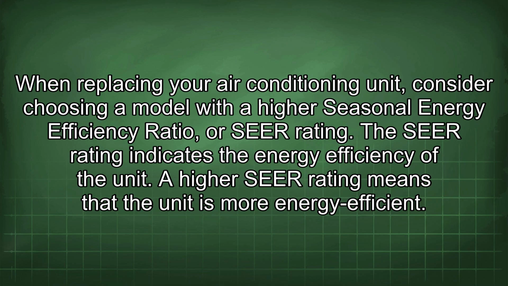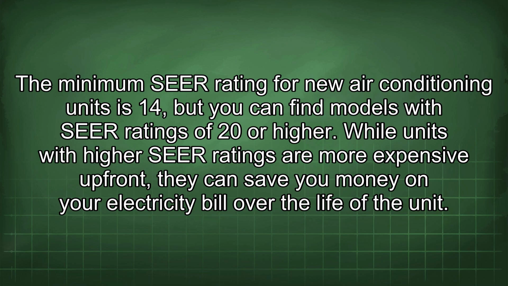When replacing your air conditioning unit, consider choosing a model with a higher seasonal energy efficiency ratio, or HACR rating. The HACR rating indicates the energy efficiency of the unit. A high HACR rating means that the unit is more energy efficient. The minimum HACR rating for new air conditioning units is 14, but you can find models with HACR ratings of 20 or higher. While units with higher HACR ratings are more expensive upfront, they can save you money on your electricity bill over the life of the unit.